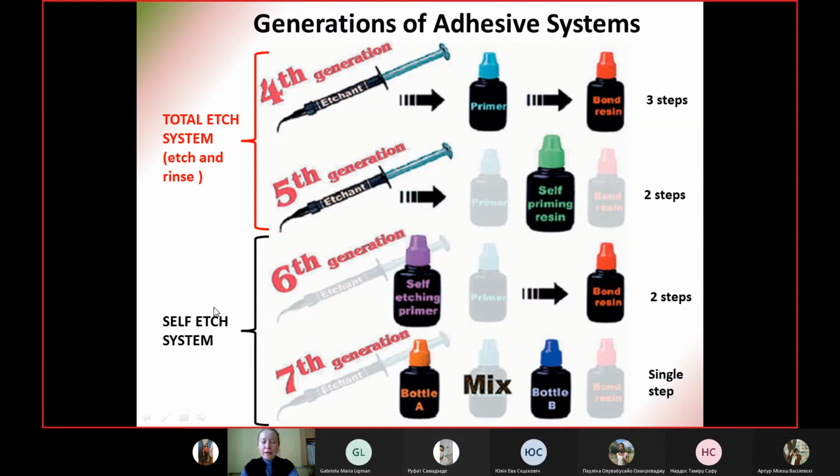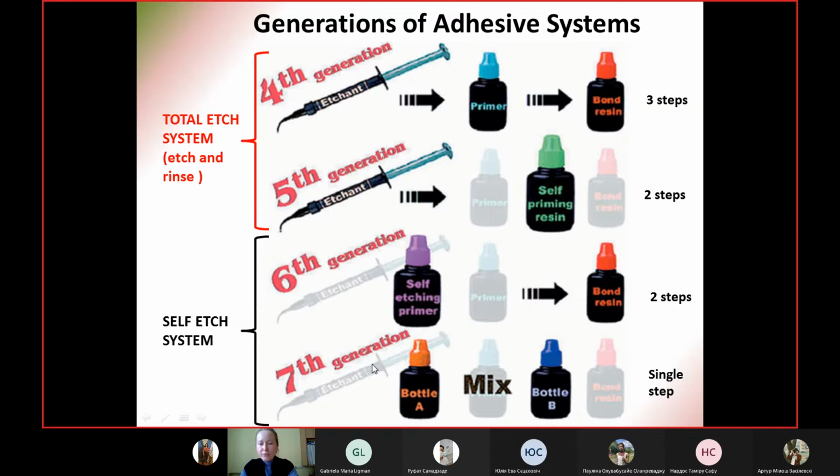And now we are in the self-etching system. We have here the 6th generation. Etching gel is not available. We have self-etching primer, so etching liquid and primer are in one bottle, and after that bond resin is applied. So the washing stage is omitted.